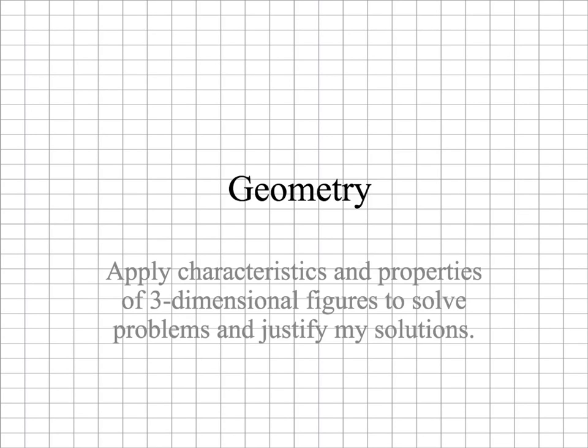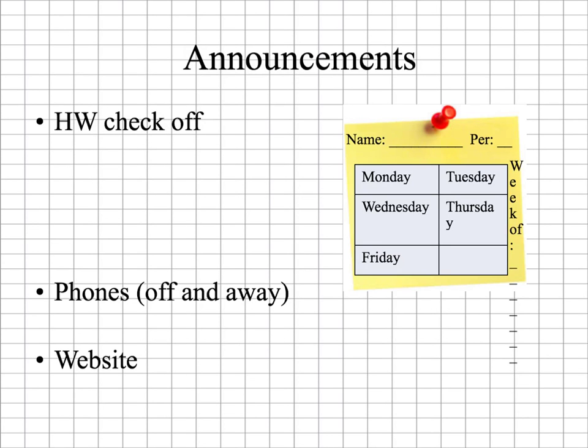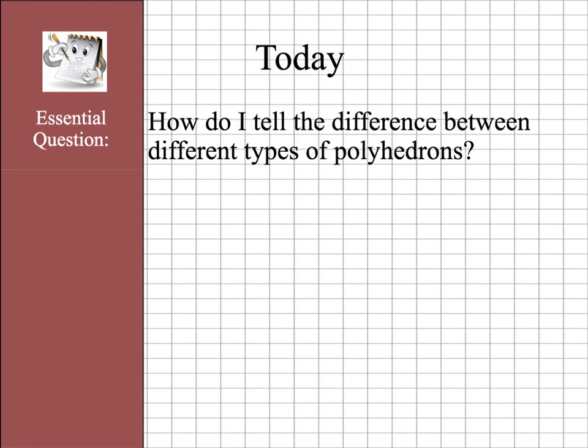So today we are officially starting our new unit, applying characteristics and properties of three-dimensional figures to solve problems and justify solutions. Okay, so for today our essential question is, how do I tell the difference between different types of polyhedrons?